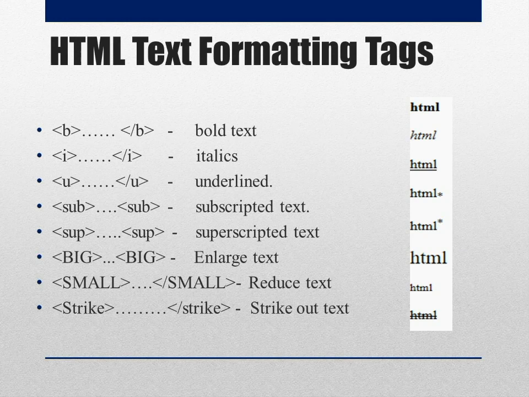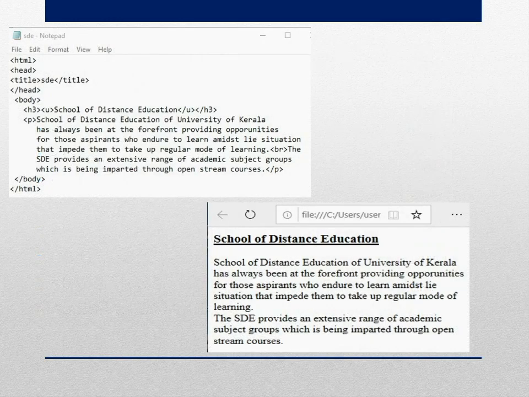For enlarging a text, we can use the big tag. Similarly, for reducing the size of text, we can use the small tag. For striking out the text, we can use the strike tag. Here is a simple example of HTML formatting tags. The title of the program is SDE, and only 4 formatting tags are here. These are the H3 tag, underline tag, paragraph tag, and line breaking tag.